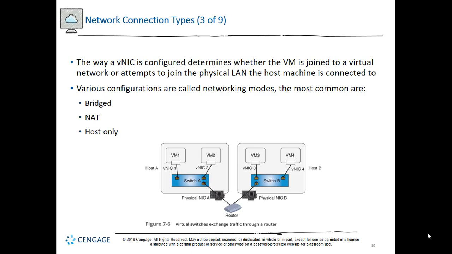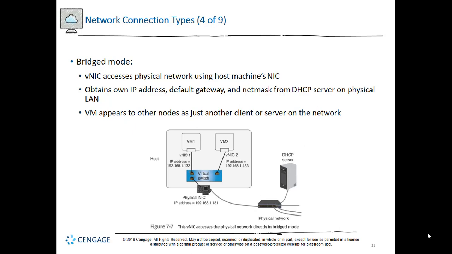Now, the way a NIC is configured determines whether the VM is joined to a virtual network or attempts to join the physical LAN that the host machine is actually connected to. These various configurations are called networking modes, the most common of which are bridged, NAT, and host only. These descriptions are specific to Type 2 hypervisors. However, Type 1 hypervisors offer these and other network configurations as well.